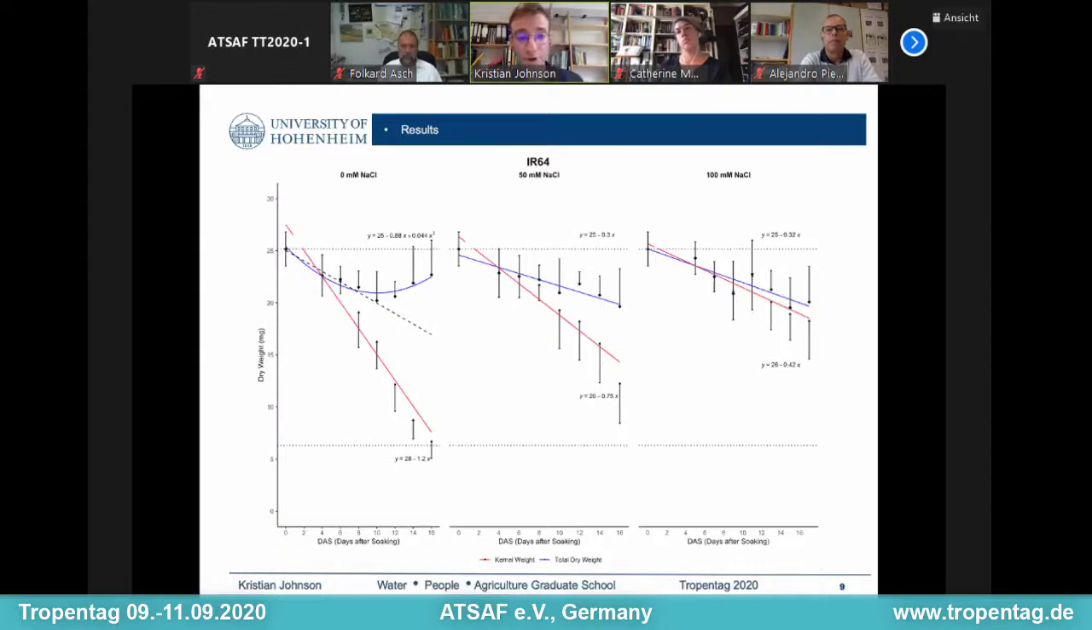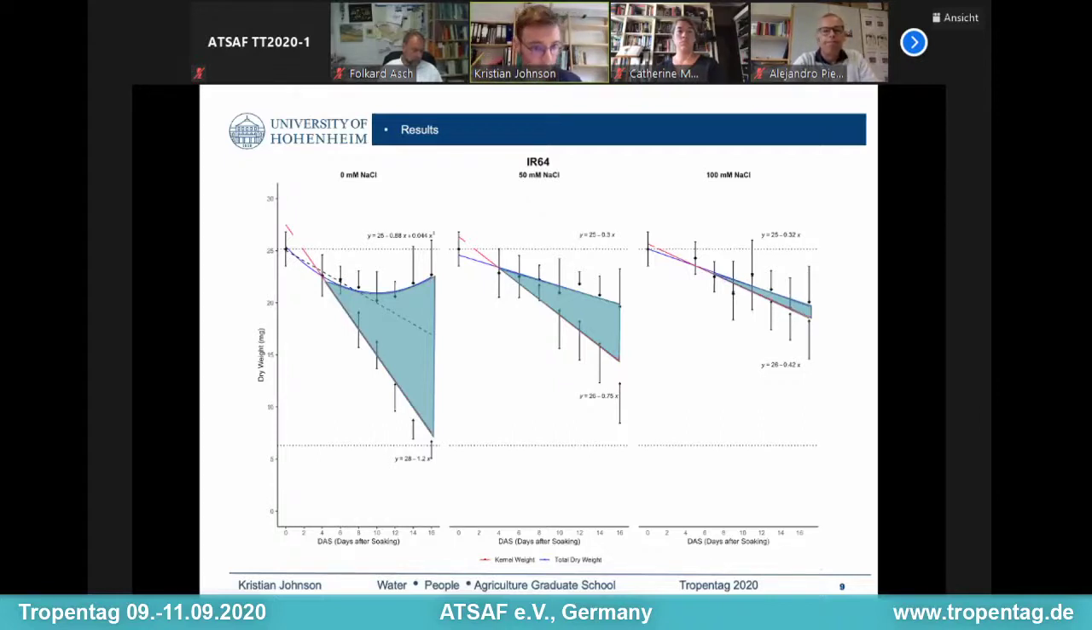And then also, interestingly enough, looking at the total dry weight reflected in the blue regression, it actually flattens out, seemingly as the plant or the seedling is unable to move on to photosynthesis. It is either inhibited in some way or senescing at a certain point, which is certainly the case in the 100 millimolar treatment.